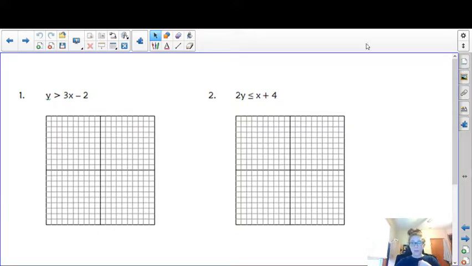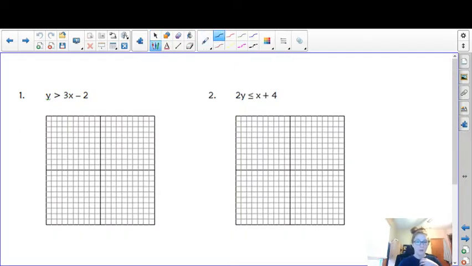Okay, guys, so we are officially starting the cookie project, but before we actually get into what's going on, we need to talk about inequalities. So we know an inequality means a greater than, less than, greater than or equal to, or less than or equal to. And those can also associate with graphs.